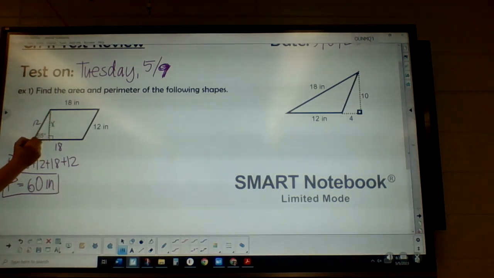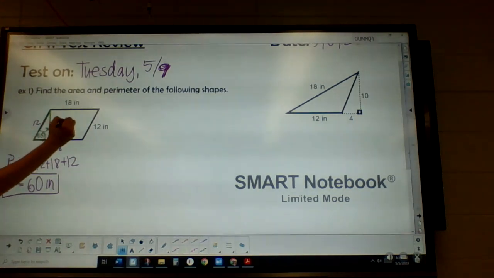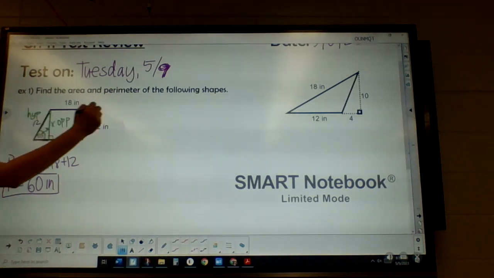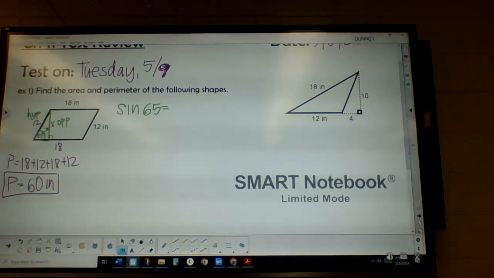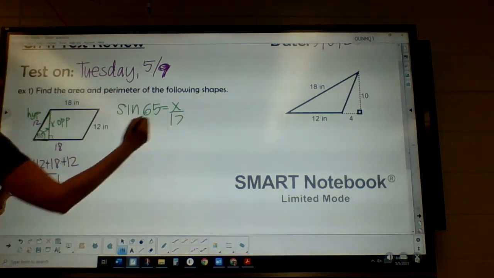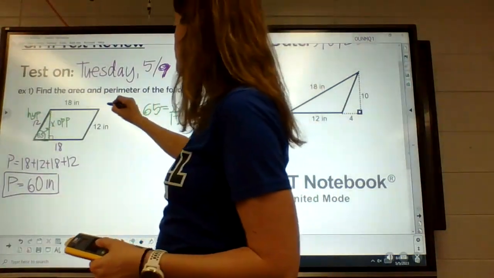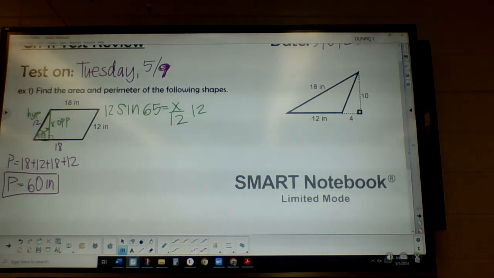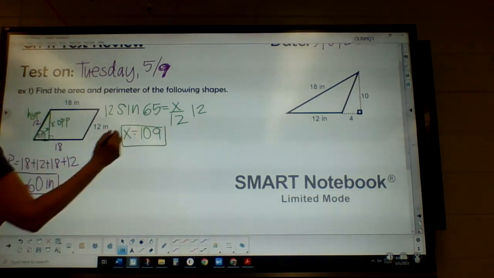So I have this little right triangle here where I know this 65-degree angle, and I know the hypotenuse. So opposite and hypotenuse is going to be sine. So I have my sine of 65 equals x over 12. Opposite over hypotenuse. So now we're going to multiply each side by 12, and I find out the height is going to be 10.9-ish. Now, that's not my answer.